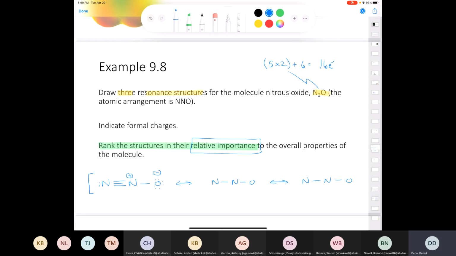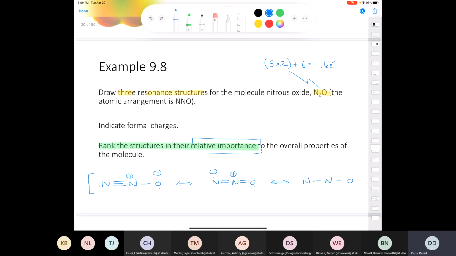Well, what if I was to move one of these pi bonds here and I moved it over between the nitrogen and the oxygen? I can do that, and in that case, I would end up with a Lewis structure that looks like this. Again, I'm going over this quickly just in the interest of time, but I would end up with a Lewis structure here where I have that negative charge moved over onto the nitrogen.